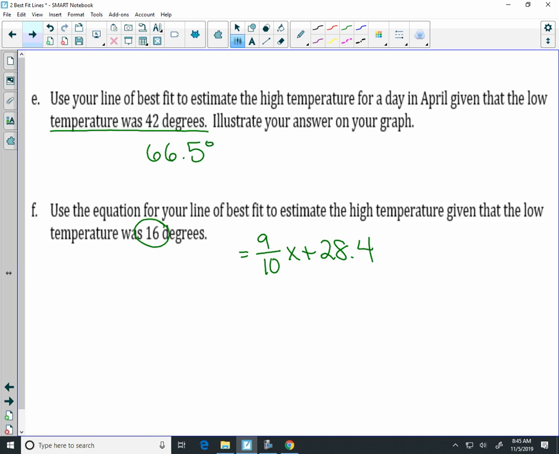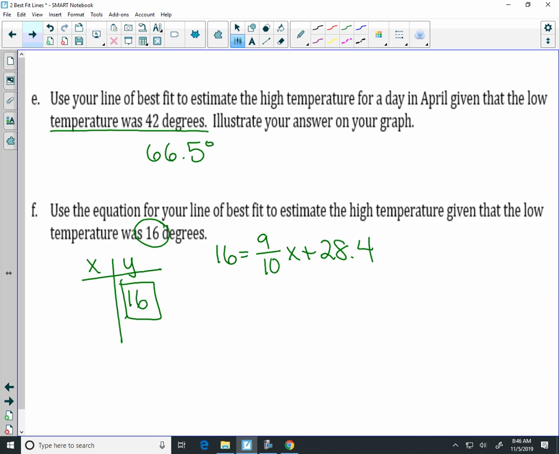And high temperature, is that on your x-axis or your y-axis? Was high temperature x-axis or y-axis? Looking at that graph, it's y. So we would put 16 in for y and then solve. The other option is for you to put that into Desmos. Put that equation into Desmos and look for 16 in your y.